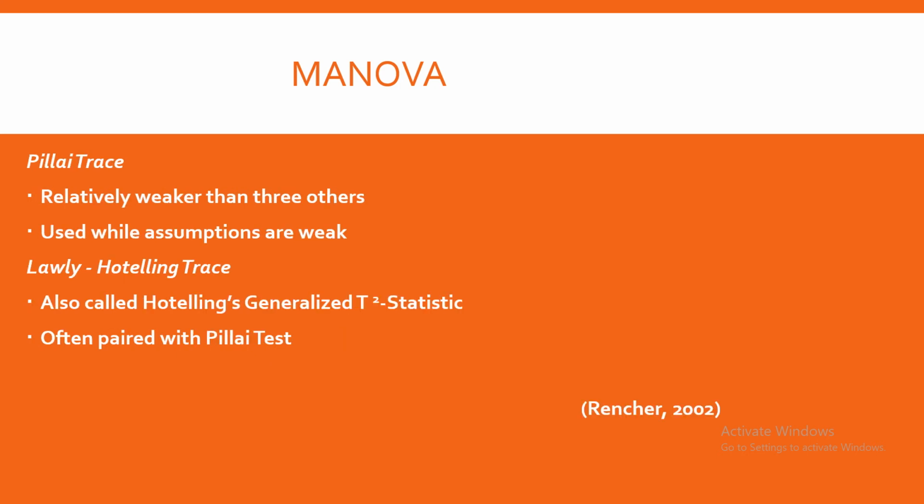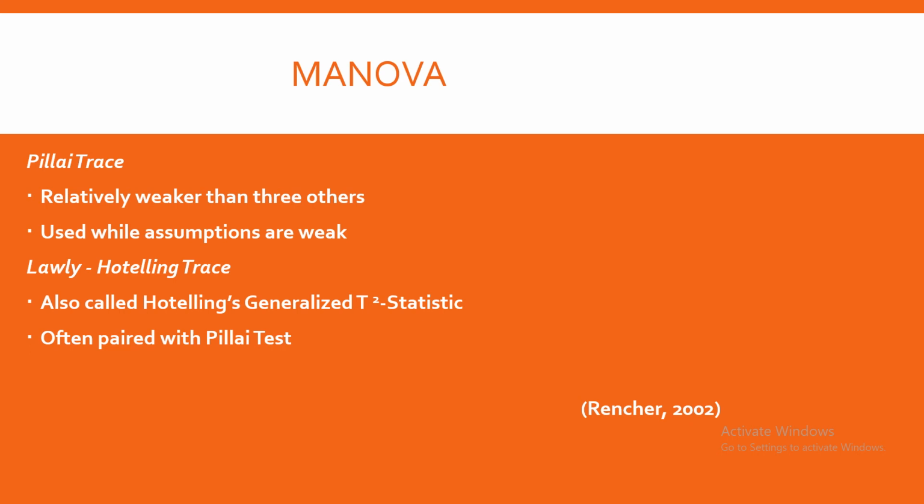Another is Pillai's test. Among those four, it is considered relatively weak, but it is useful because it can still be performed if there are some violations of assumptions. So this is the benefit of this test. Another is the Lawley-Hotelling test, also called Hotelling's generalized T-square statistic, and it is often paired with Pillai's test in many books, including the one I presented earlier.